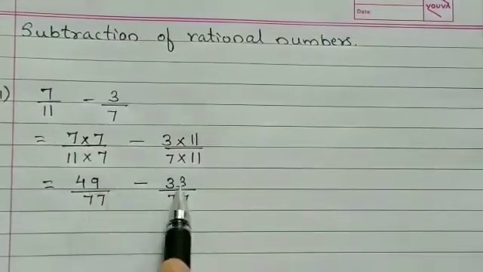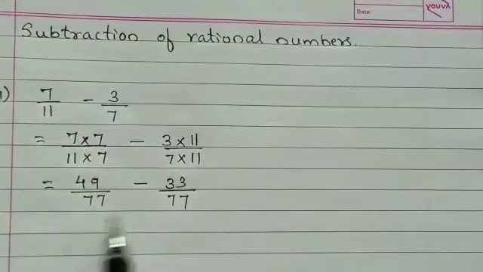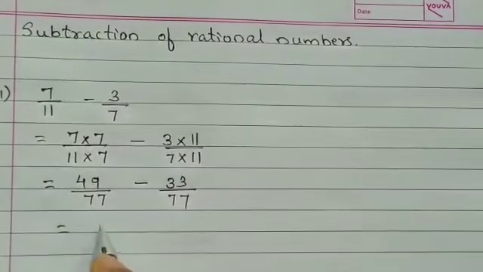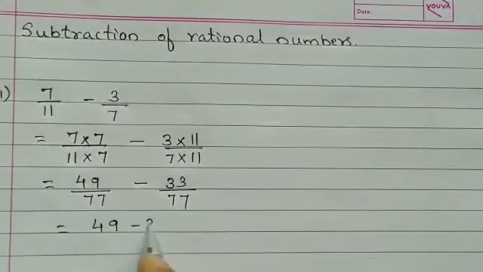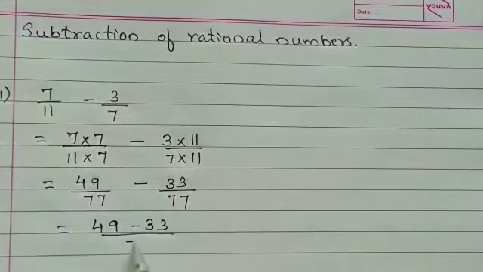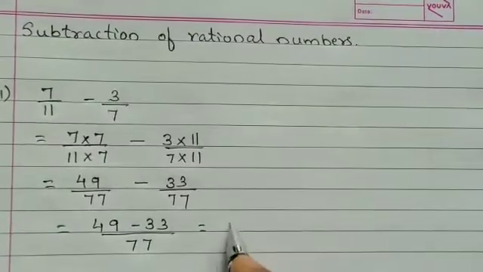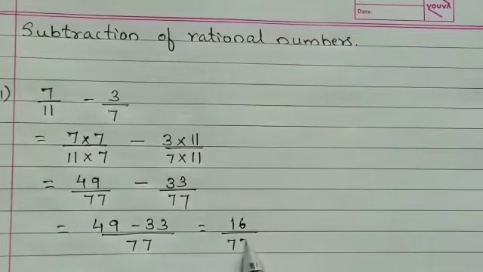In addition, you were adding the numerators. Now you have to subtract the numerators. The denominators are the same. So you will get 49 minus 33 upon 77. That's equal to how much? It's equal to 16 upon 77.